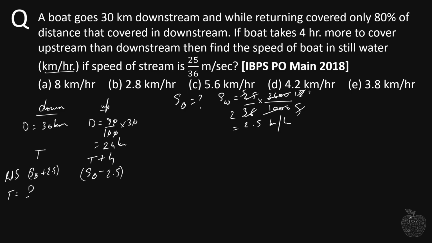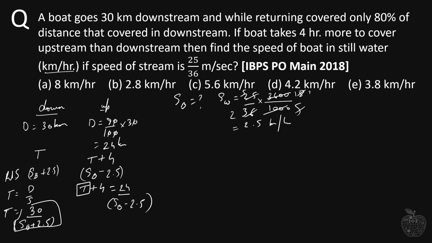Now let's use the formula for time. Time is equal to distance upon speed. We know that the distance is 30 divided by the speed, which is SB plus 2.5. This is T, and we'll use the same formula here. Time is equal to distance upon speed. So the time here, T plus 4, is equal to the distance, which is 24, divided by the speed, which is SB minus 2.5. Now we know that T is equal to this and T plus 4 is equal to this. So we can substitute this value of T in this T, right? So let's do that.